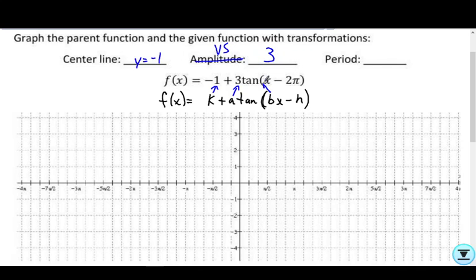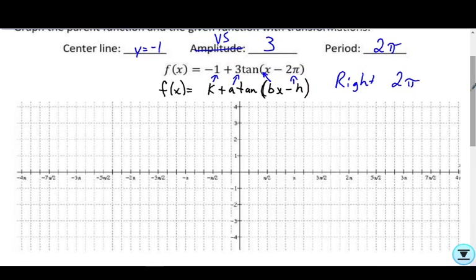Period. It has no change in period. Tangent still has a period of 2 pi, and the change of period still applies. And of course, that is my h, which is my vertical shift. Since it's negative, we're moving to the right, and we're moving to the right 2 pi. So a lot of this is very, very similar to what we did with sine and cosine.